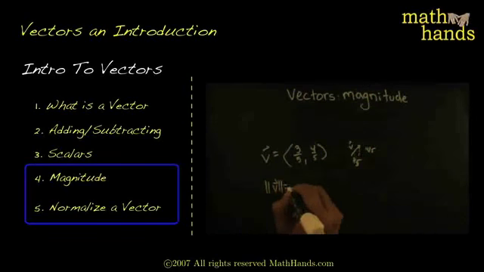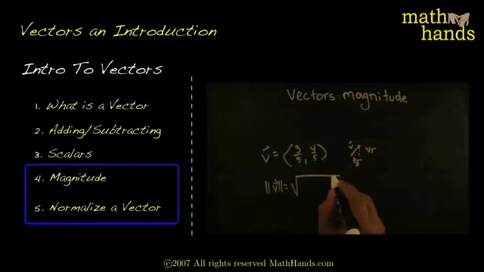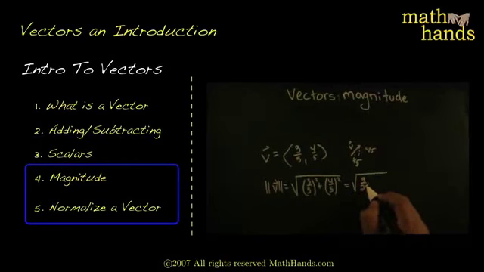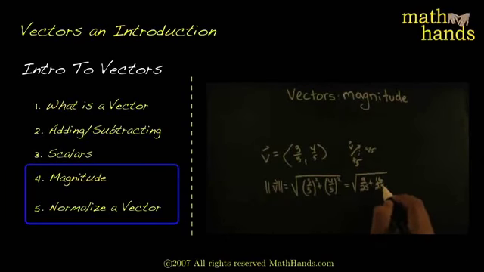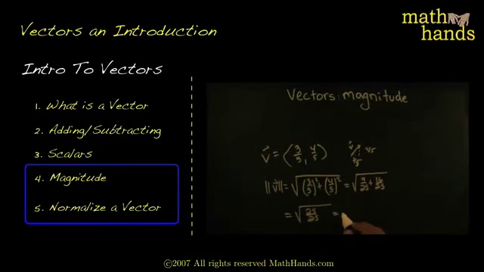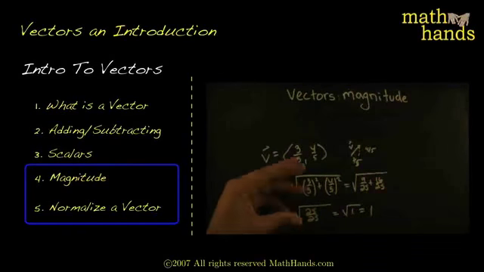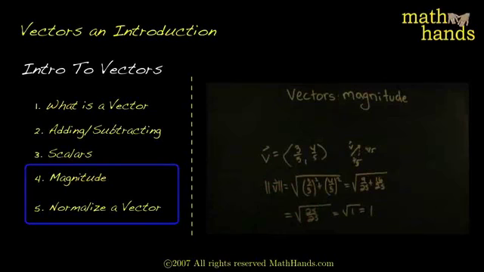Let's check. Its magnitude would be the square root of 3/5 squared plus 4/5 squared. That would be the square root of 9 over 25 plus 16 over 25. And what is that equal to? Well, that would be the square root of 25 over 25, which is the square root of 1, which is equal to 1. Whoa. We just showed that this vector has size 1. This guy is exactly 1 unit.